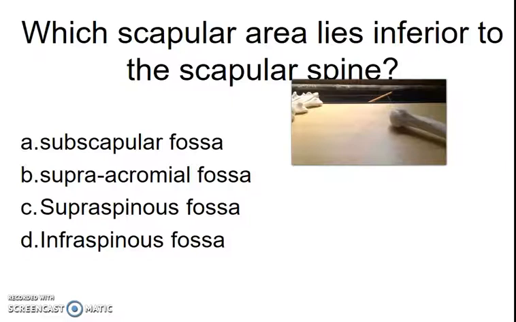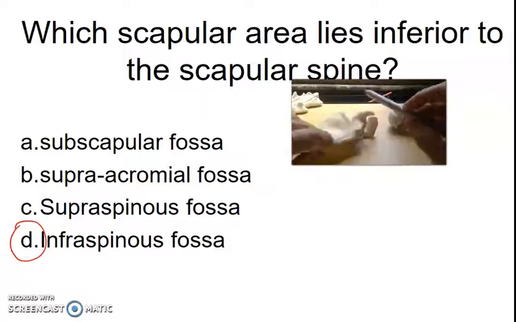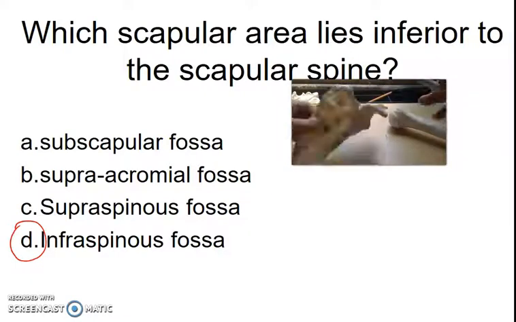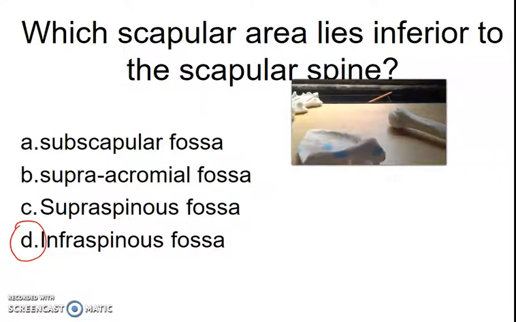Which scapular area lies inferior to the spine of the scapula? I'm not trying to trick you. It would be this one. So you get that I care about this fossa. So here's the spine again. Infraspinous fossa. Subscapular fossa. Supraspinous fossa.